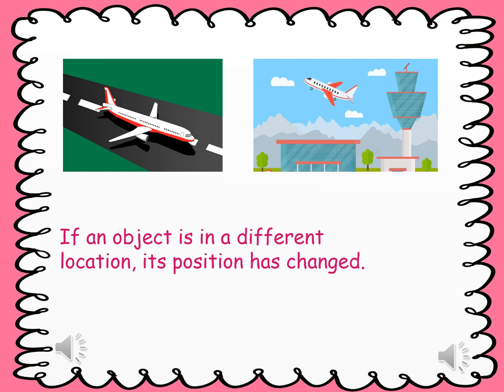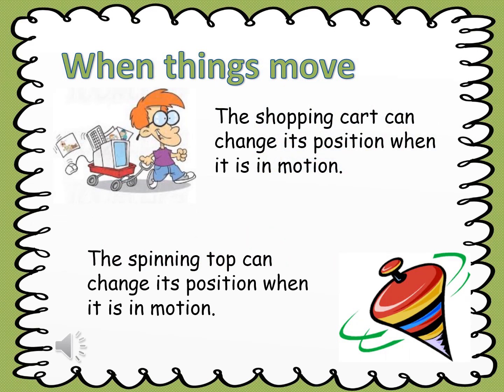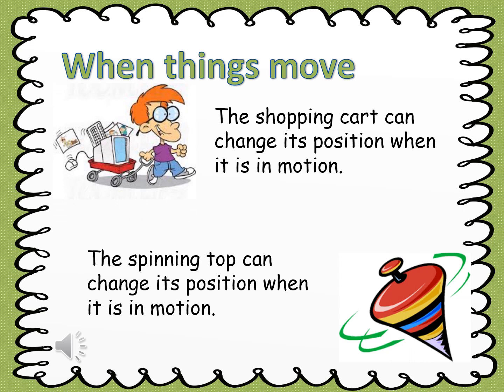As I told you, when an object changes its position or location, it is in motion. Here, an airplane is in motion because it has changed the position from the land to the sky. An object is moving, it is in motion. When things move, it is in motion.